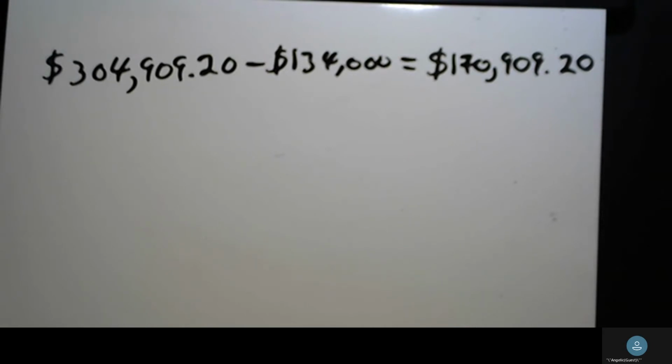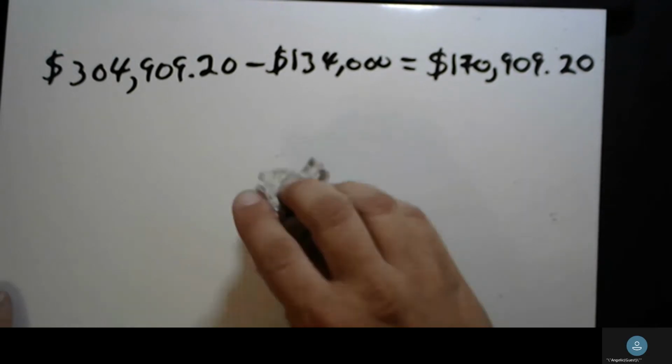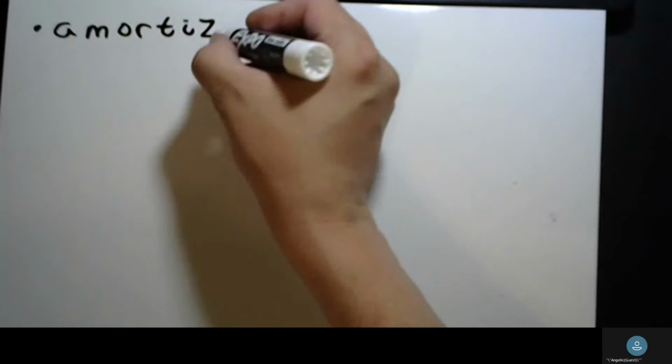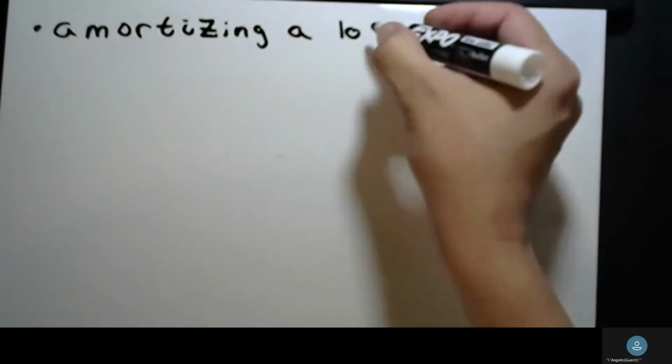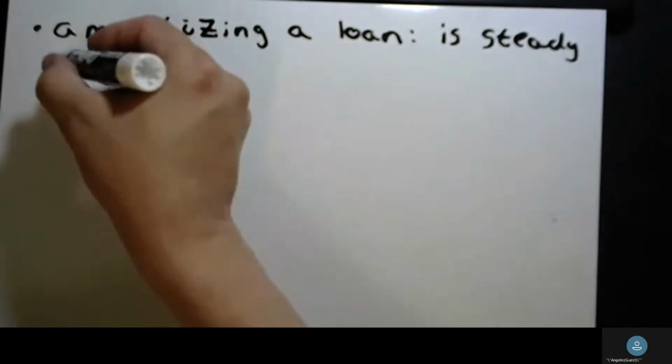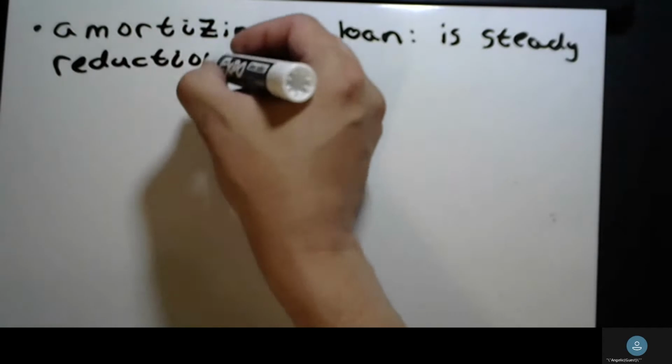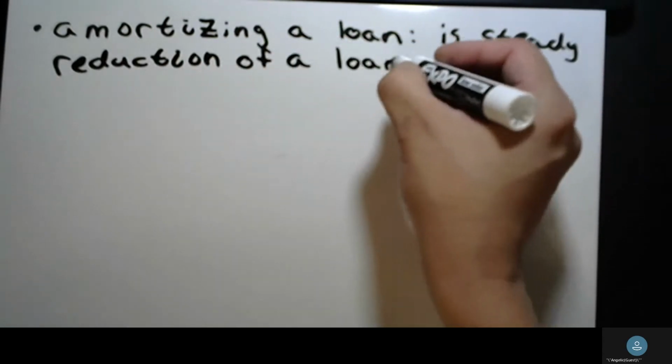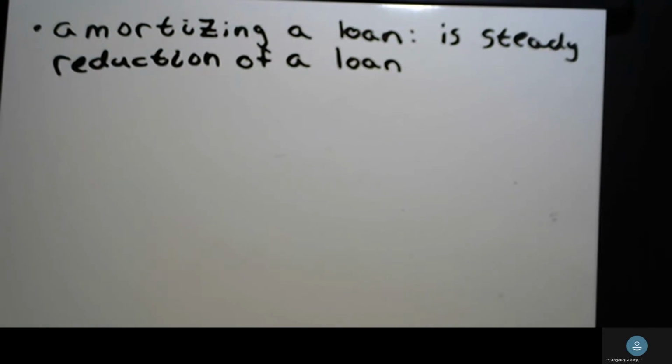Now, one of the things they talk about is amortizing a loan. And so we're going to take a look at that. What this does is it's going to tell us essentially how much of our payment, when we make that monthly payment, what's happening to that money, because there's interest we have to pay off, and then there's the amount borrowed that we have to pay off. So what's going on there? So amortizing a loan is the steady reduction of a loan.